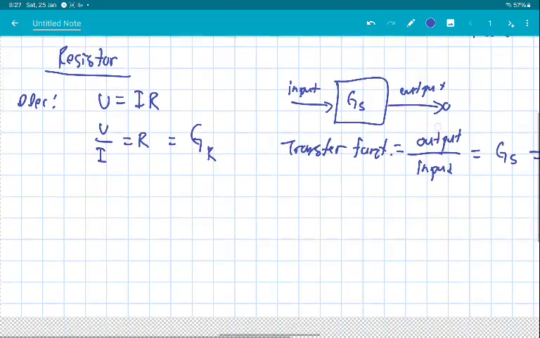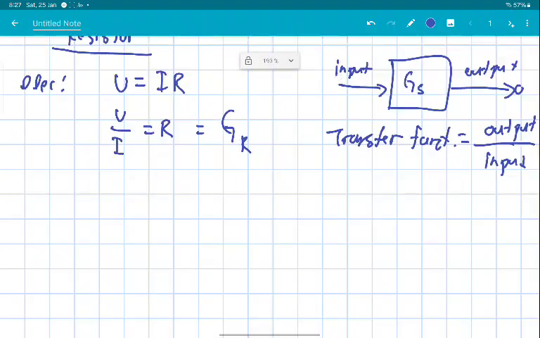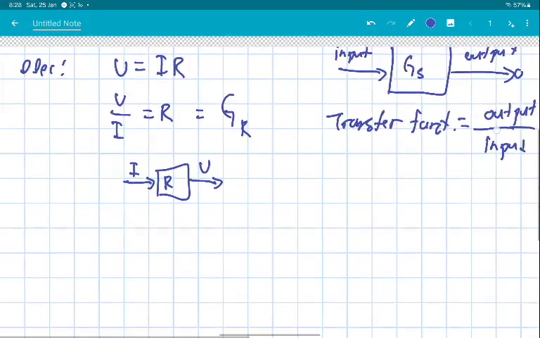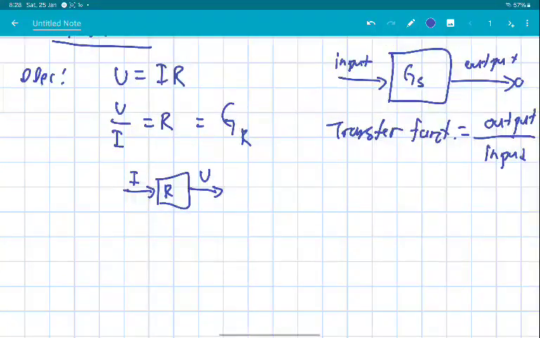And so as we move on, when you have this block itself, we're going to say that we have a block R, and our input, just like I was saying, the input is the flow, and our output is the effort. So you input current into a resistor, and what do you get? You get a product of that input, which is the voltage itself. So this is in terms of electrical.